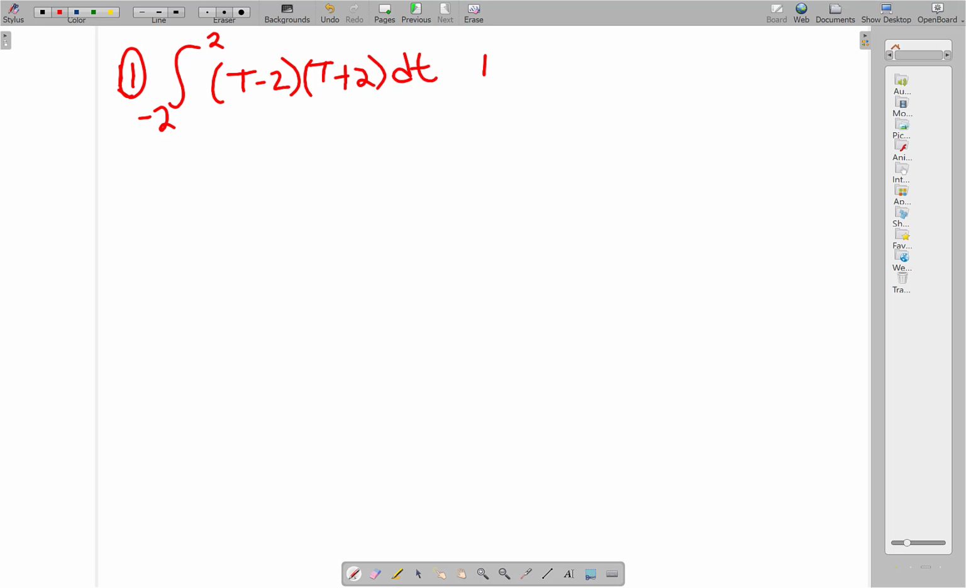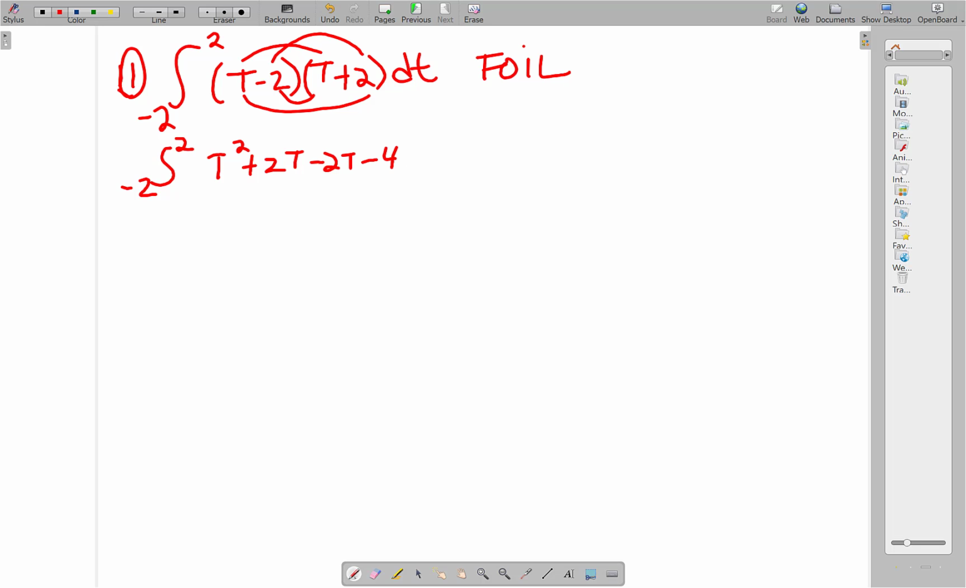First thing I'm going to do is FOIL this before I take the antiderivative. So we have integration, take the antiderivative between negative 2 and 2 of, let's FOIL. First would be t squared. Outer would be plus 2t, inner would be minus 2t, and last times last would be minus 4 dt, which gives us t squared minus 4 dt.